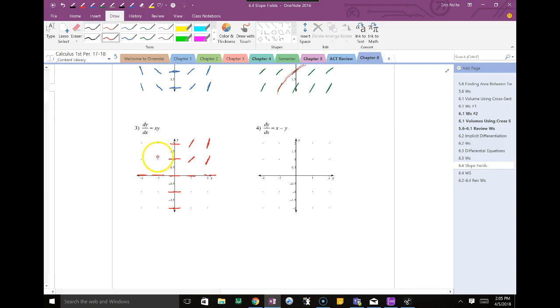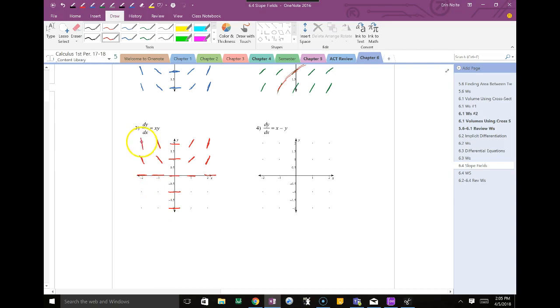Alright, let's move into second quadrant. So we got negative 1 times 1. So that's going to be a slope of negative 1. At the point negative 1, 2, negative 1 times 2 is negative 2. At the point negative 2, 1, negative 2 times 1 is negative 2. And negative 2 times 2 is negative 4.